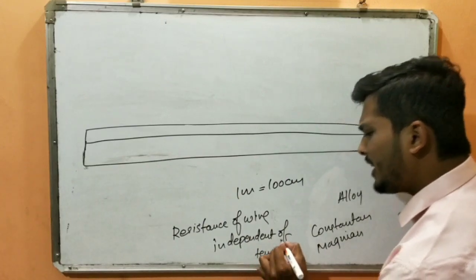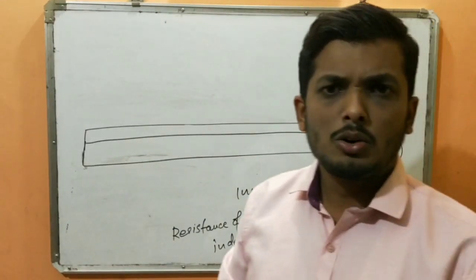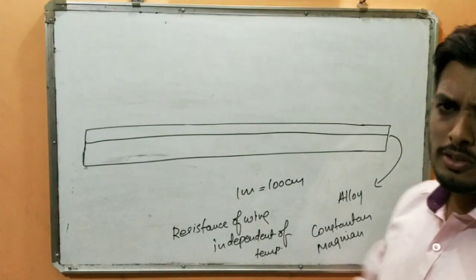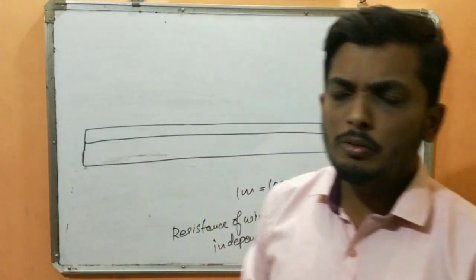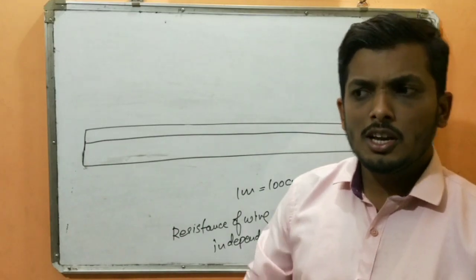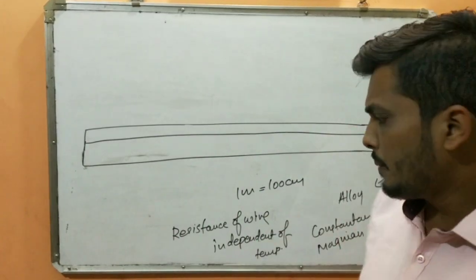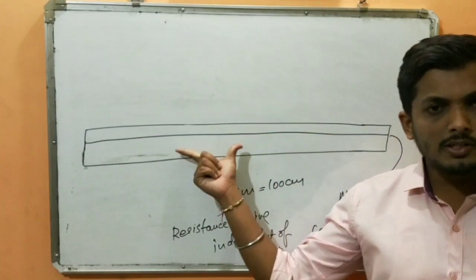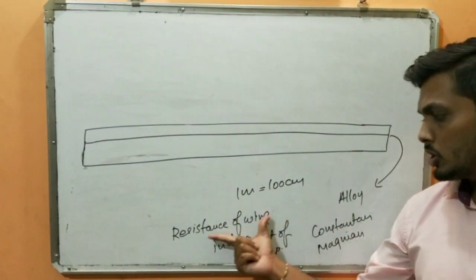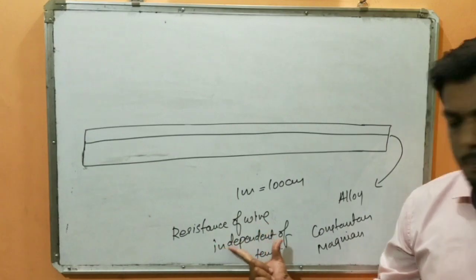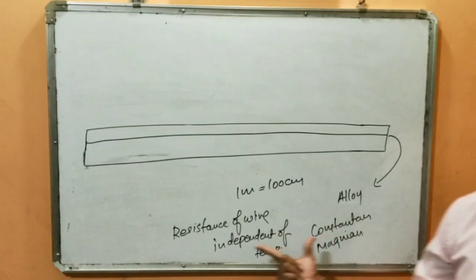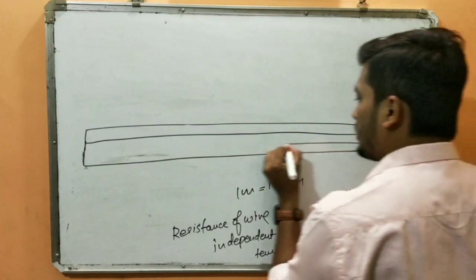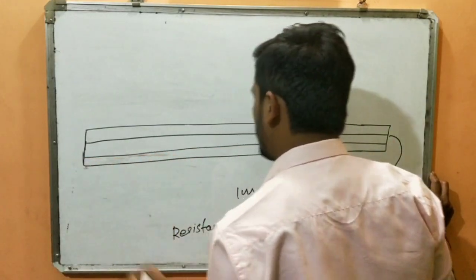There is nothing called an ideal wire which will totally not depend upon the resistance. Almost all the conductors are temperature dependent, but we must select such an alloy that it should be least dependent on the temperature. So please make sure that whatever kind of wire or alloy you are selecting, it should least depend upon the temperature. This is the condition.